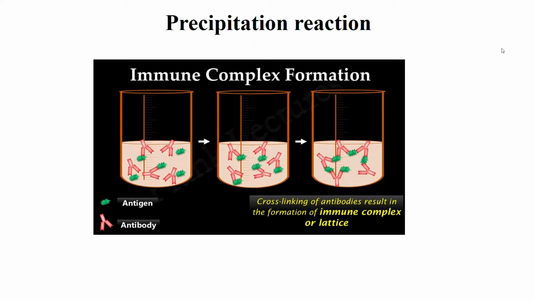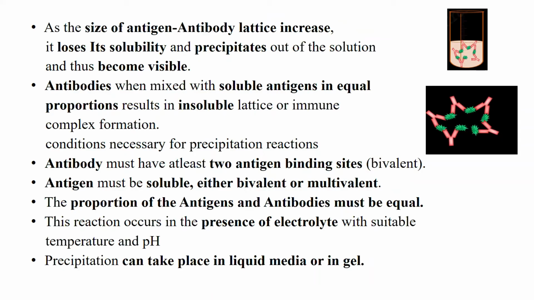This repeated antibody-antigen cross-linking will form an immune complex or lattice. This antibody and antigen cross-linking lattice formation will form a large amount of precipitate, which is visible out of the solution. As the size of the antigen-antibody lattice increases, it loses its solubility and precipitates out of the solution and thus becomes visible. Now we understand the precipitation reaction.